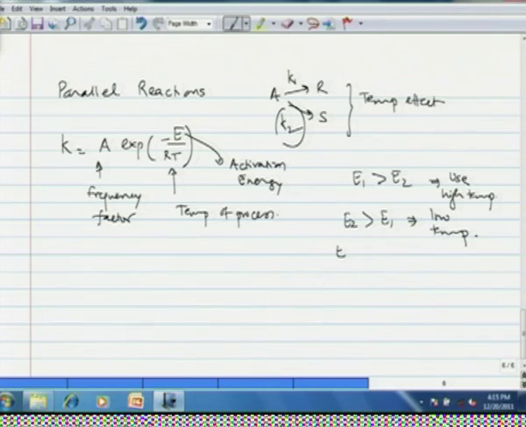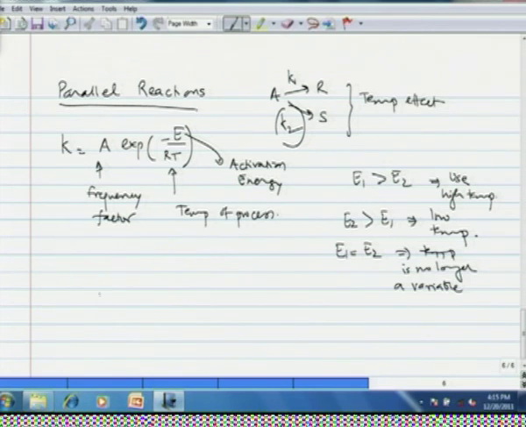In the case where E1 is equal to E2, temperature is no longer a variable, because a shift of temperature to any value will modify the rate of both reactions to the same extent, so that the K1 by K2 ratio, the ratio of rate constants, remains the same. So, that point we have noted. If E1 equal to E2, temperature is no longer a variable. Now, this is for the parallel reaction.